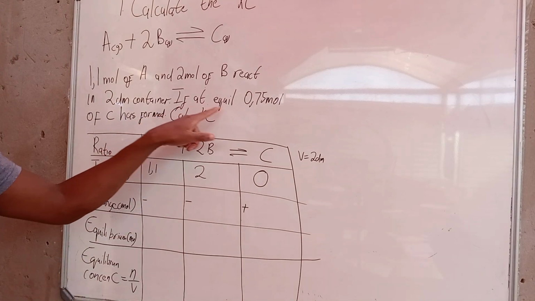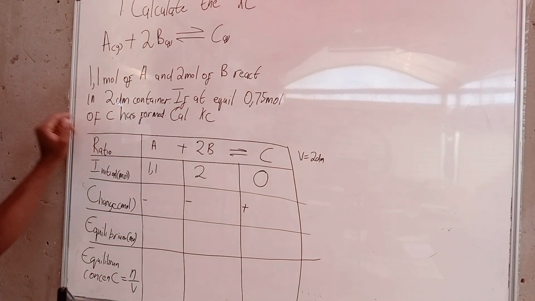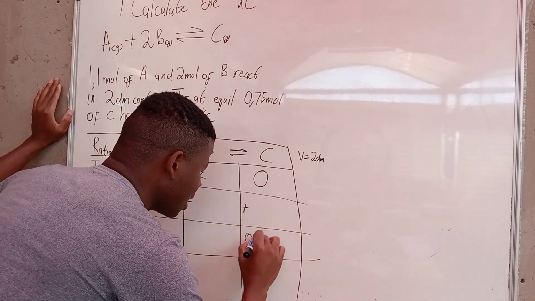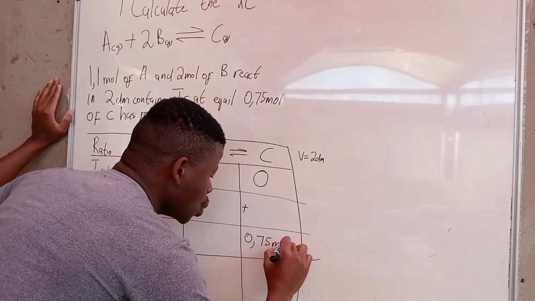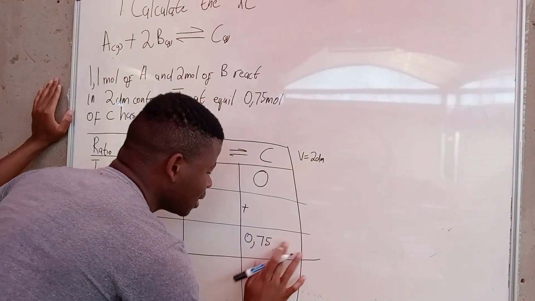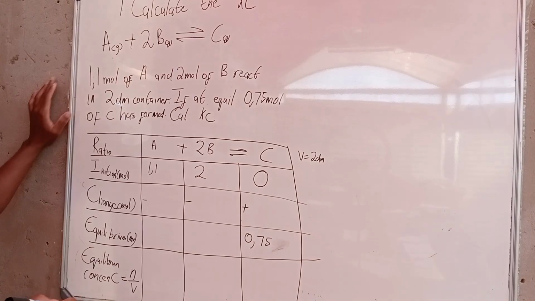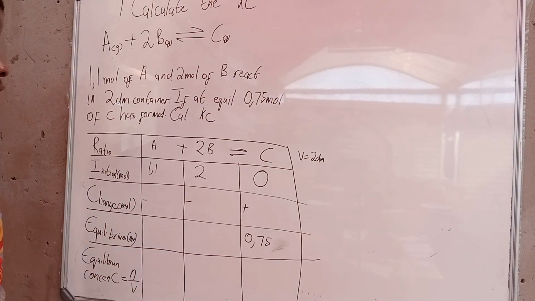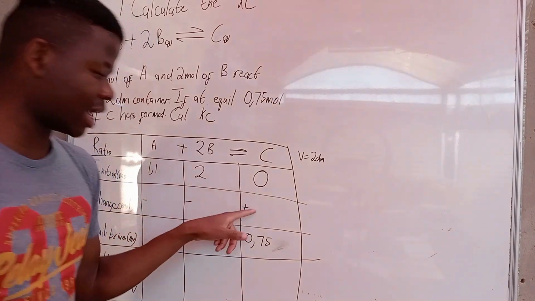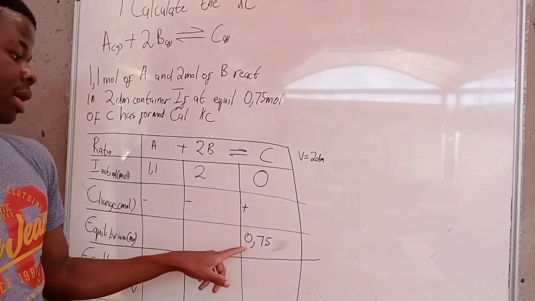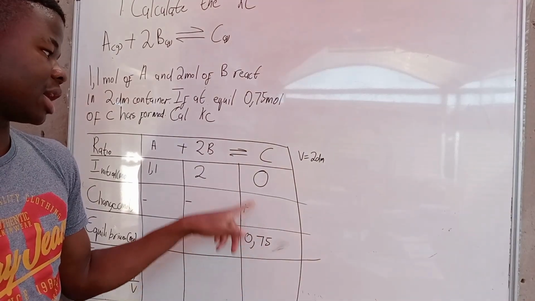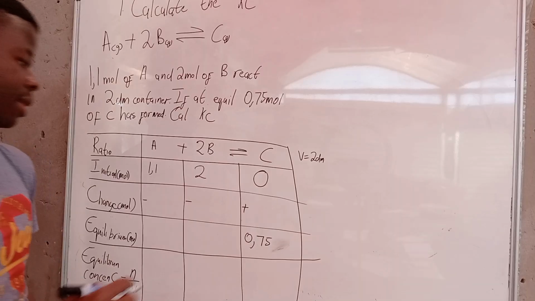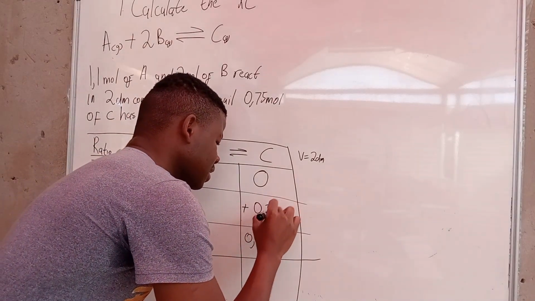And then they say at equilibrium 0,75 mole of C has formed, calculate the Kc. Actually, look at that, most of you made a mistake. At equilibrium it's 0,75. Which number should you add to 0 to get 0,75? It is this answer here, 0,75.